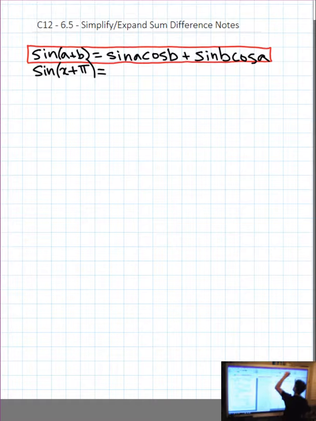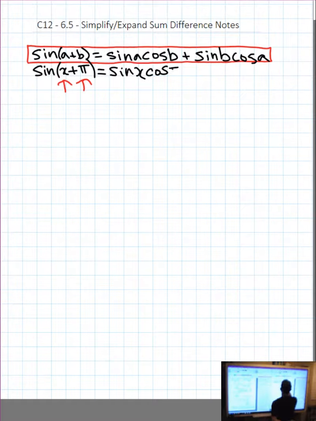So now I can just follow the formula. I can clearly see from the left that my x is a and that my pi is b, so I can substitute. So in for a, we'll say sine x cos, and in for b, we'll say pi, plus the reverse, sine pi cos a being x.